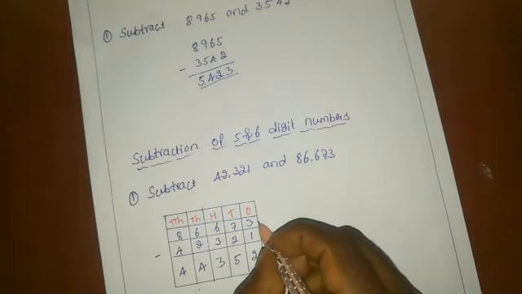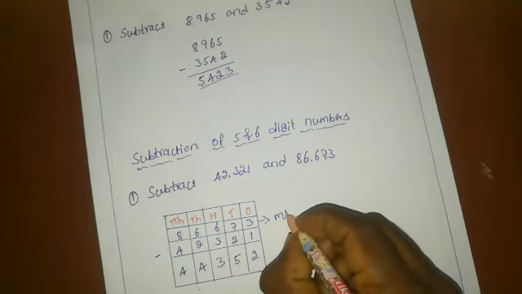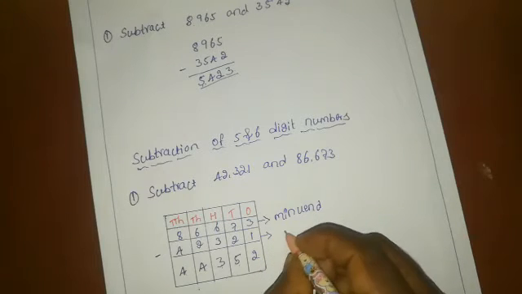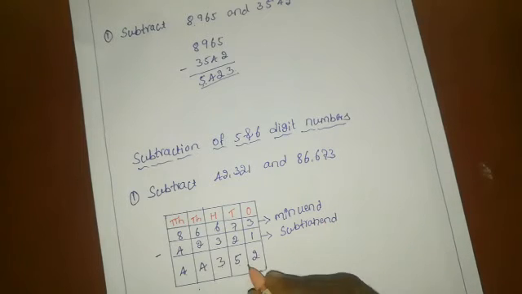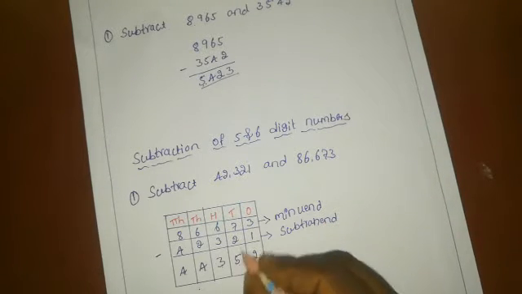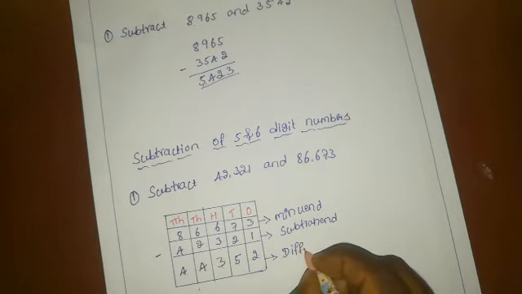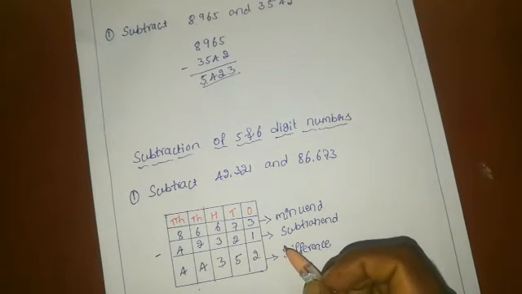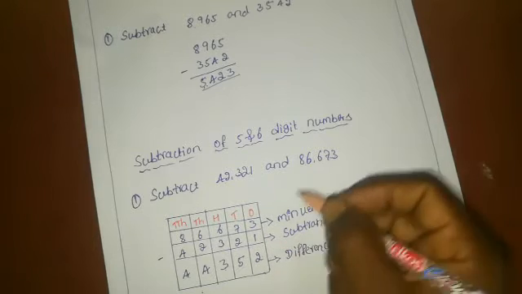This number we call the minuend. And this we call the subtrahend. And this we call the difference, because it is the difference between this and this. Thus we subtract the 5-digit numbers. This is the subtraction of 5-digit numbers without any regrouping.